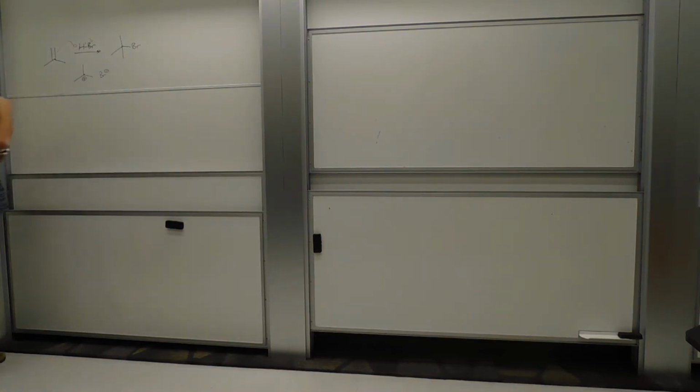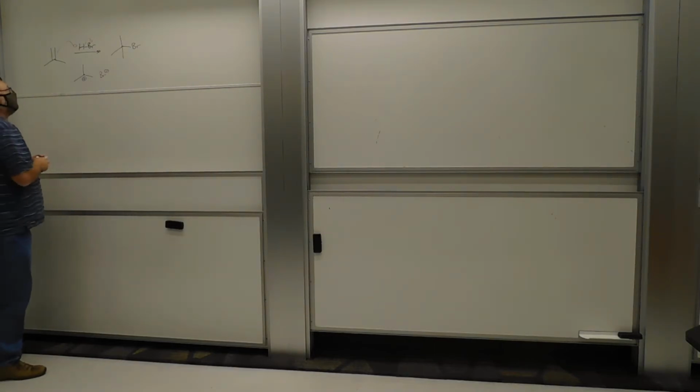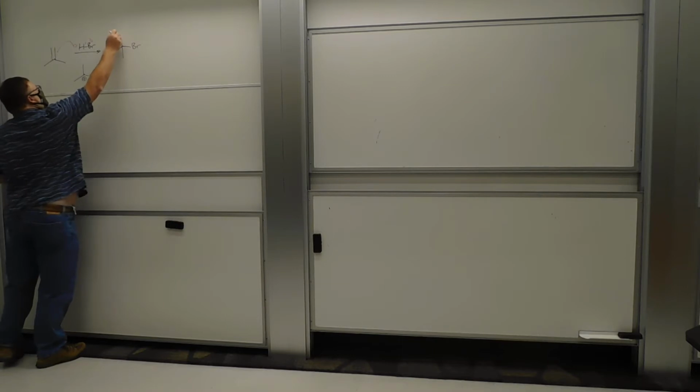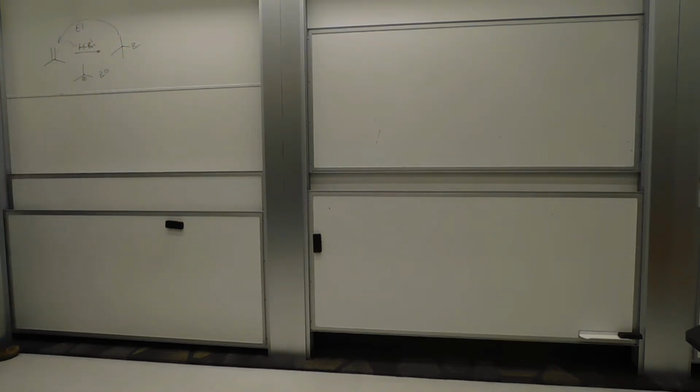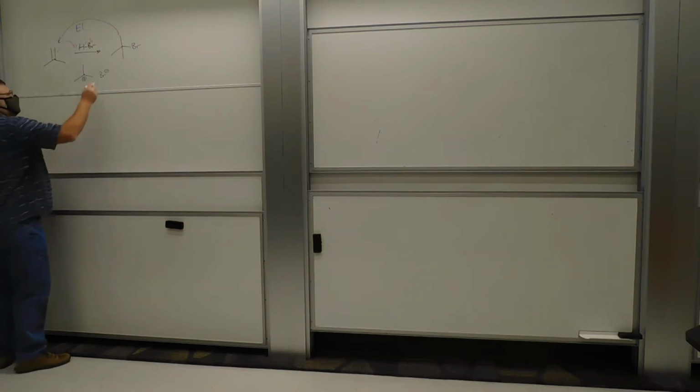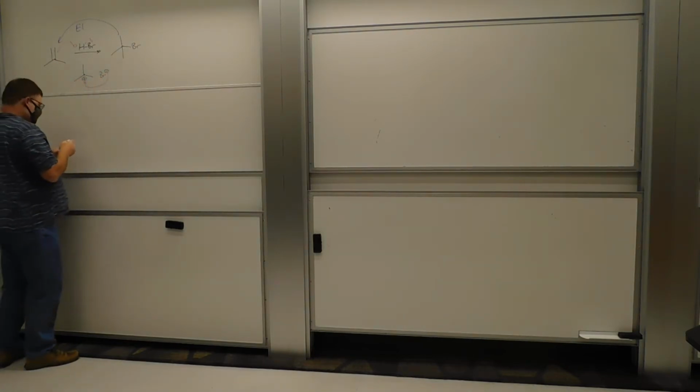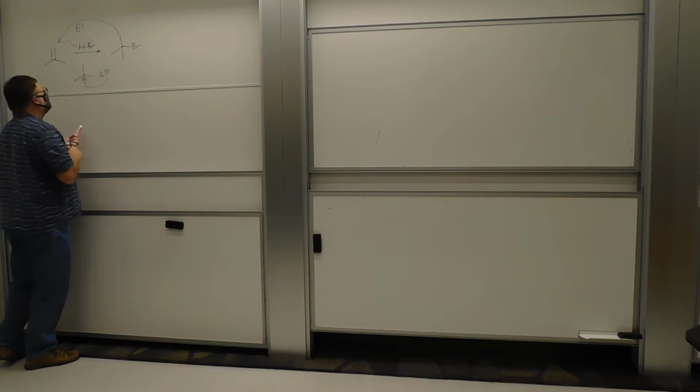Right? Again, the reverse of this, I'll just write this above there. The reverse of this process is the E1 elimination from chapter 7. So this is addition of HX, Markovnikov addition. And then the last step of this addition is the bromide adding in there.